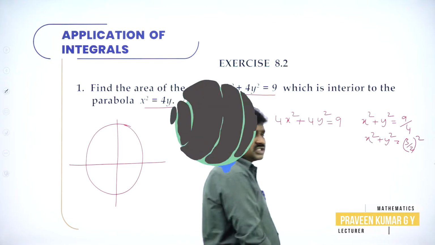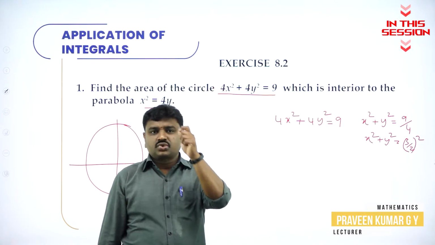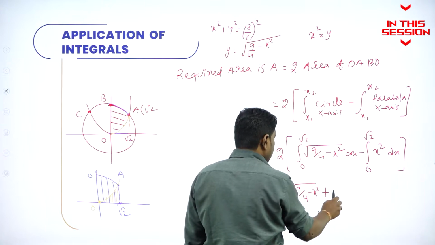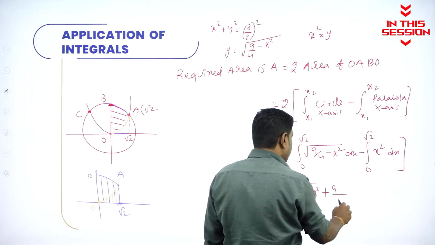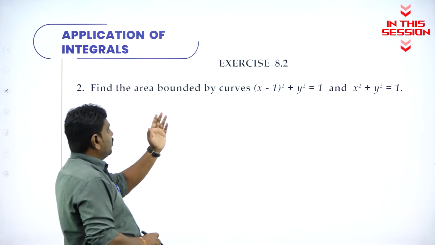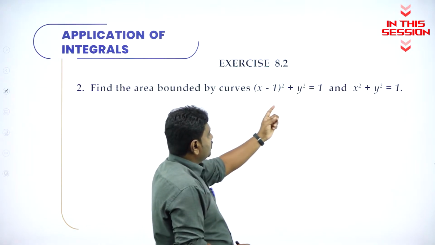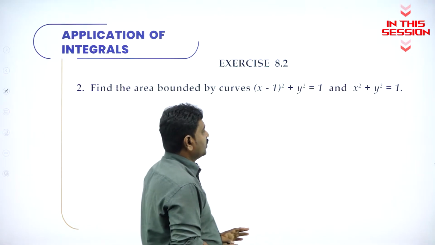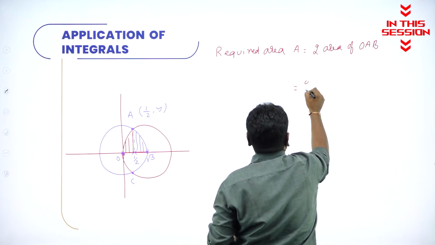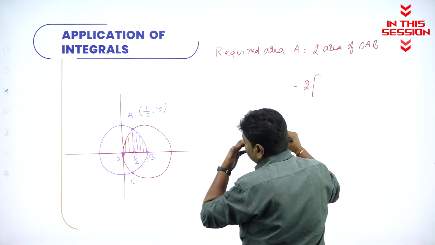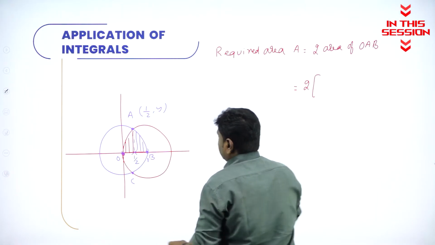All of you know, in my first session I taught you x square plus y square is equal to r square plus a square by 2. A square by 2 means 9 by 4 by 2 becomes 9 by 8. Area bounded by the curve (x minus 1) the whole square plus y square equal to 1 and x square plus y square equal to 1. And that area of OAB can be written as 2 times. How to write area of OAB? OA, I call this as say M.